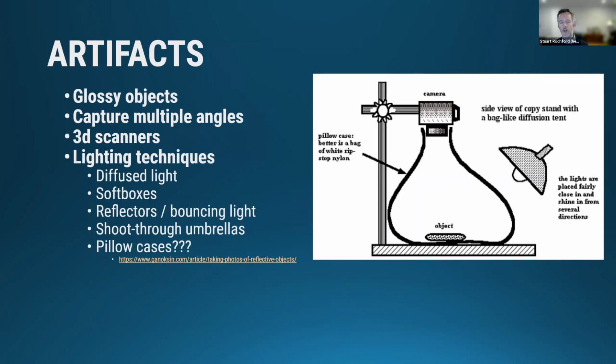When digitizing glossy objects and artifacts, there are a few techniques that you can use. That includes different lighting techniques like diffused lights, softbox, reflectors, bouncing light, shoot-through umbrellas, and pillowcases. That one is something you could do without breaking the bank. Just get a thin sheet, or it doesn't have to be a pillowcase, but it's easy because it's already enclosed. You can put the object in it and shoot the light directly through it. The pillowcases are usually thin enough that enough light gets through to get a nice evenly lit object.